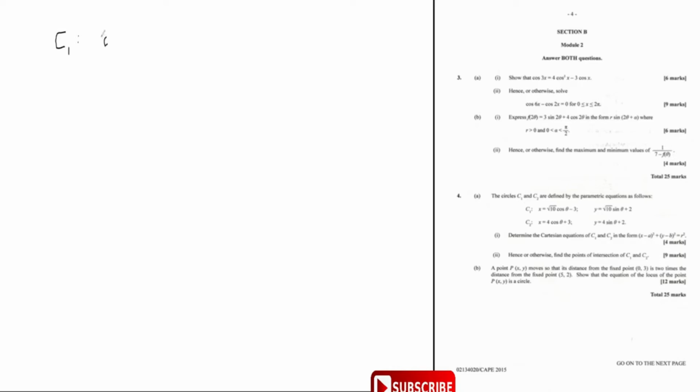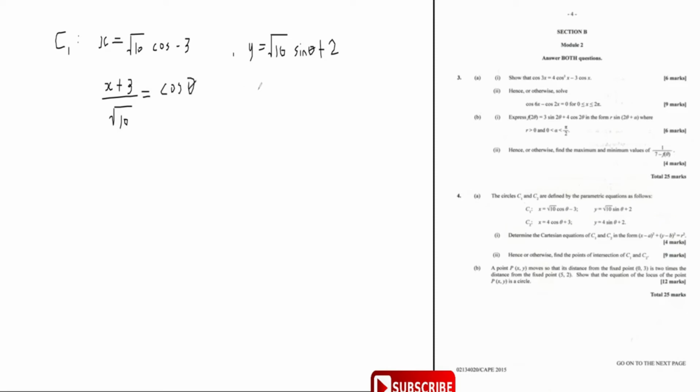C1 is such that we have x is equal to root 10 cos theta minus 3, and we have y is equal to root 10 sine theta plus 2. So the first thing we're going to do is make cos theta and sine theta the subject. You might wonder why. You'll see why soon. We add 3 to both sides, and then we divide by root 10. And so we have x plus 3 over root 10 is equal to cos theta.